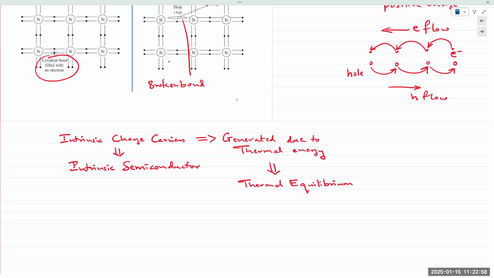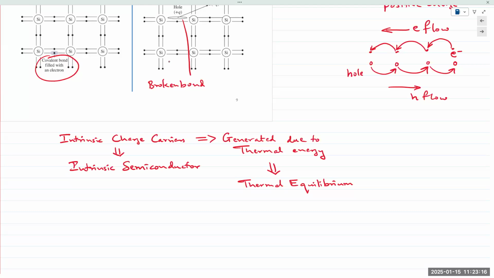So repeat your question again. Okay. Oh, so okay. So the question being asked is, wouldn't thermal equilibrium exist at any temperature? Am I understanding it correctly?